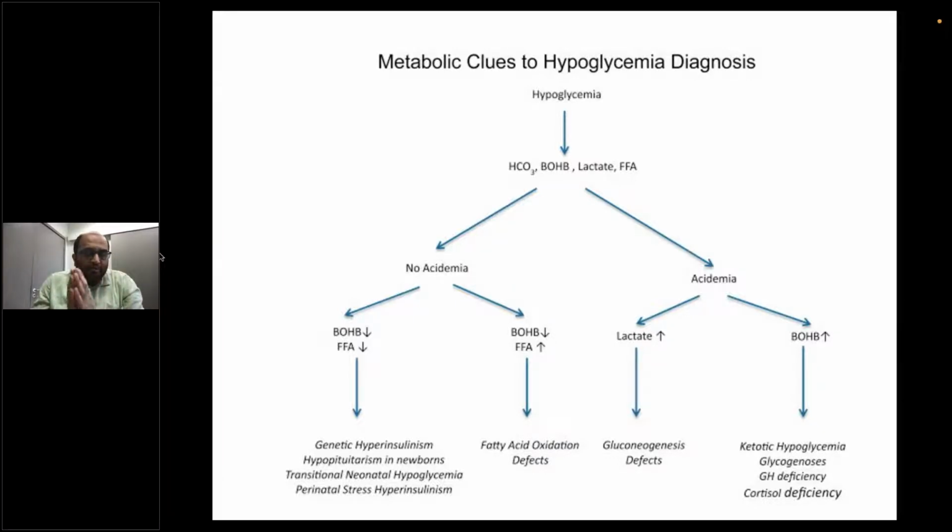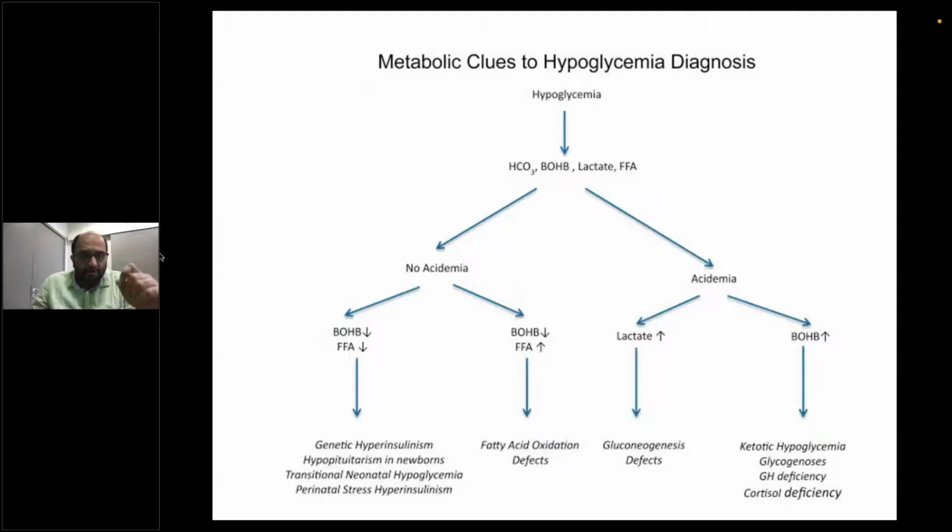Now, when we talk about a condition which is hypoketotic hypoglycemia, when there is no acidosis, you look at the ketones and free fatty acids. If the free fatty acids and ketones are low, so that means you've got low ketones and low fatty acids at the time of hypoglycemia, then you in particular think about hyperinsulinism. However, there are also conditions like hypopituitarism in newborns that has been reported to cause hypoketotic hypofatty acidemic hypoglycemia.